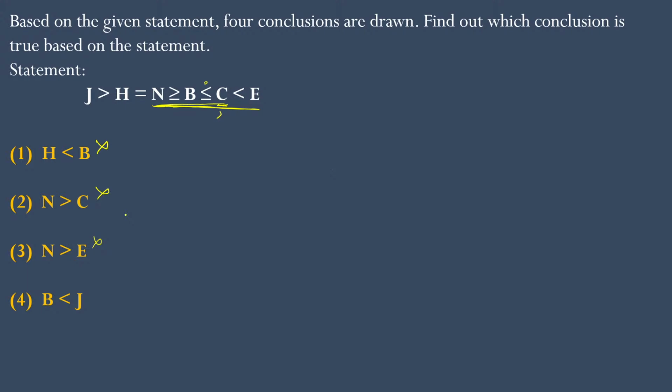So, B less than J. Here J is there, here B is there. By seeing itself, J greater than H, H is equal to N, N greater than or equal to B, means J greater than B, which we can write as B is less than J. Okay, right. Option 4 is true according to the given statement.